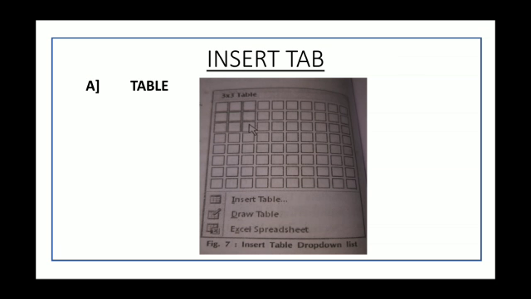Here below some options are there: Insert Table, Draw Table, Excel spreadsheet. If you click on Insert Table, it will automatically be inserted. Draw Table means you can draw the table with the mouse, however many columns and rows you require, and that will be inserted into your presentation. Or if you want to insert an Excel spreadsheet, that also you can do from this window.